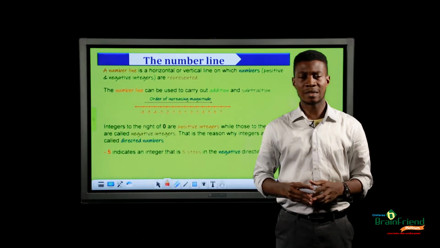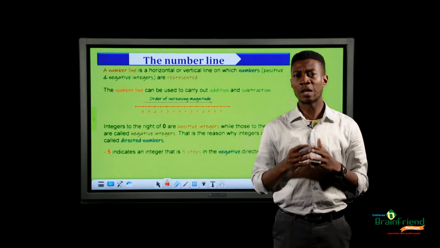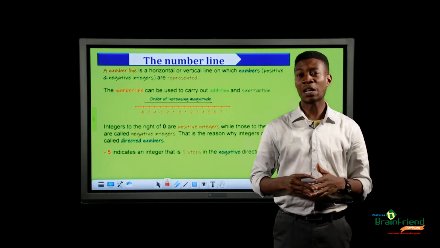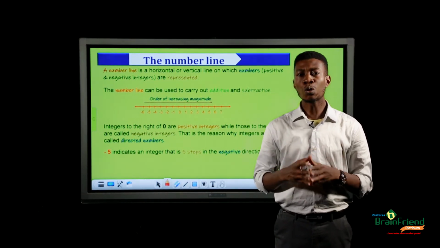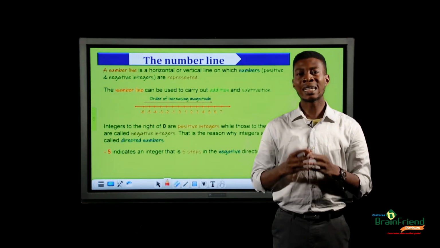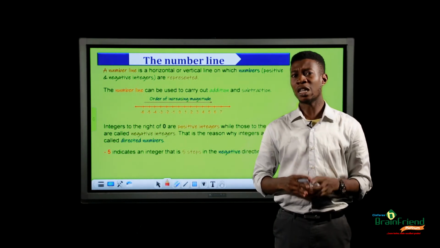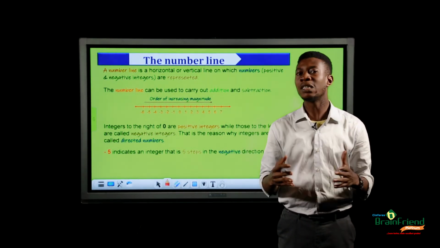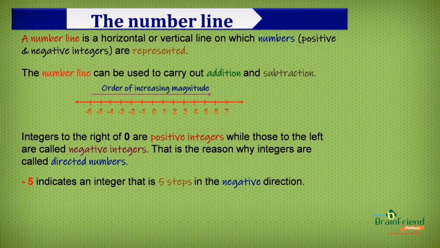Earlier on in this lesson, when I talked about integers, I mentioned we are going to learn about the number line. The number line is a vertical or horizontal line in which numbers are represented. Usually, we have positive numbers to the right and negative numbers to the left. It is also important to note that a number line can be used to carry out simple addition and subtraction. Let's look at what a number line looks like.